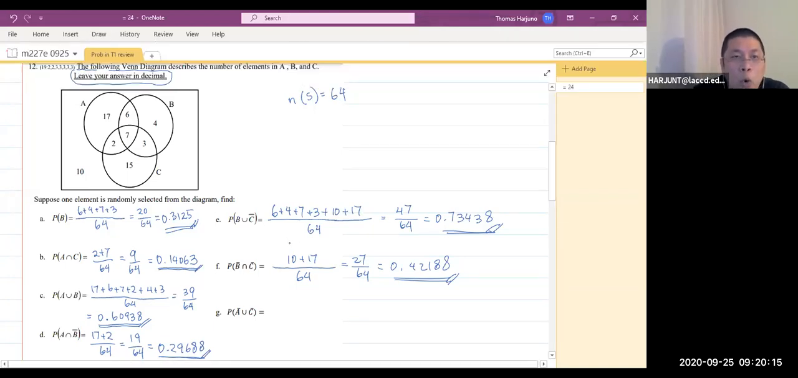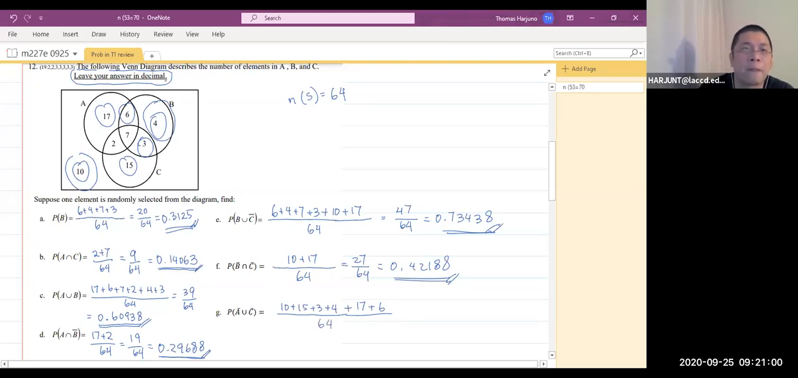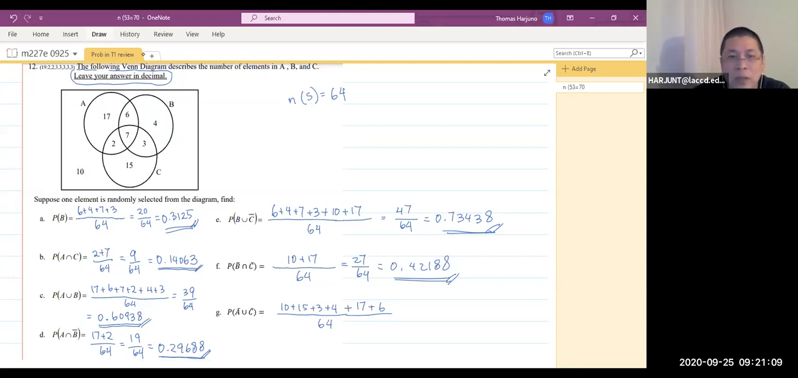Lastly, not A or not C. Okay, but it's an OR, so once it falls into one of the requirements, then you count it in. Not A's are 10 plus 15 plus 3 plus 4, that's not A, plus not C. Not C are 10, but I counted that already, 17 and 6 and 4, but I counted 4 already. Okay, and then I put them together, 10, 20, 30, 55 over 64.